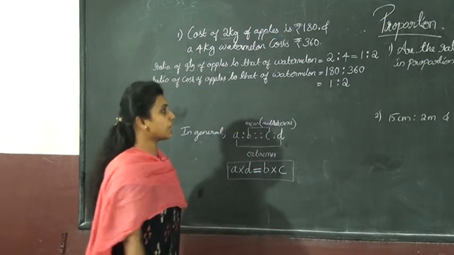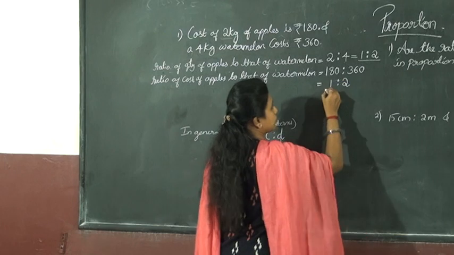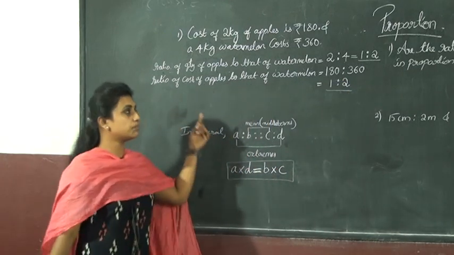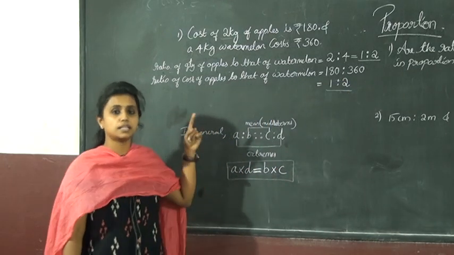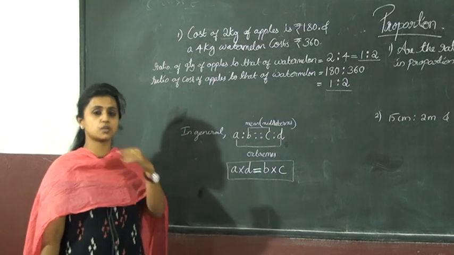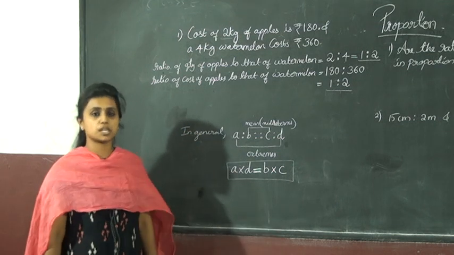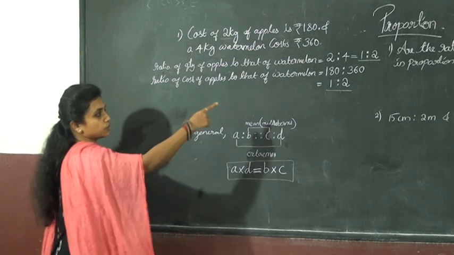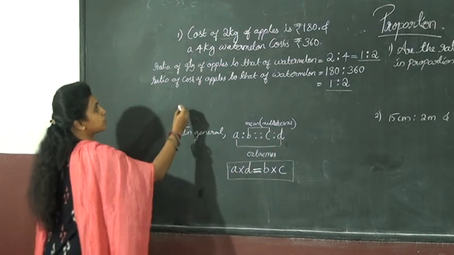Okay, look at the two ratios. When you compare the two, they are the same. Here both the ratios are equal, then this forms a proportion. If the ratios are equal, we say they are in proportion. Okay, 1:2 is equal to 1:2. So if it is a proportion, how should we write it?